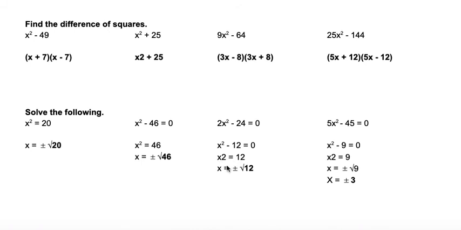Okay, you get an x squared plus 12, or x squared equals 12, and then take the square root of both, you get plus or minus square root 12.